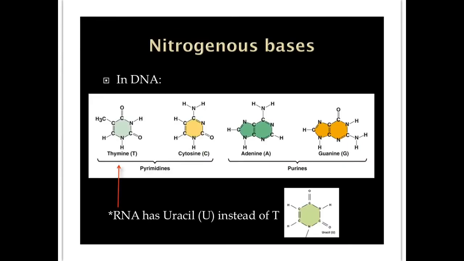Here's a closer look at all of the nitrogenous bases. You can see they're called nitrogenous because they do have nitrogen in them. So the T base, the full name is thymine. The C base is cytosine. The A base is adenine. And then the G base is guanine. RNA has these same bases except the U base is called uracil instead of thymine. There are 2 different types of nitrogenous bases: thymine and cytosine, as well as uracil, are pyrimidines. They have a single ring structure. And then adenine and guanine are purines. They have a double ring structure.